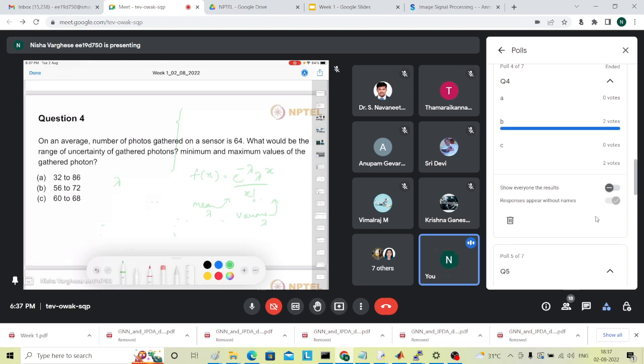Lambda is 64. Then root lambda, the standard deviation, will be 8. Then the uncertainty will be 64 minus 8, that is 56, to 64 plus 8, 72. So there can be an uncertainty from 56 to 72 for the arrival of photons. The answer is B.